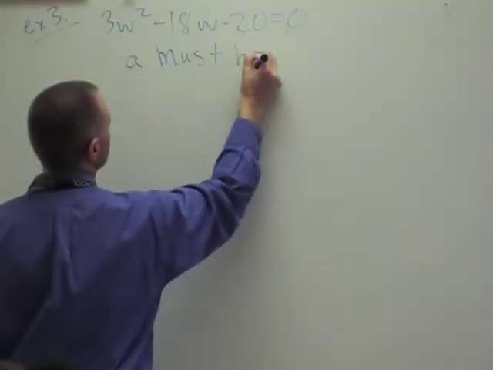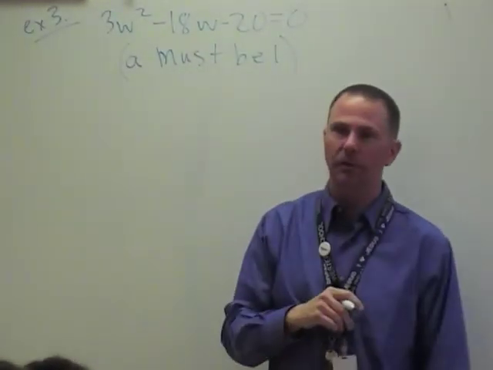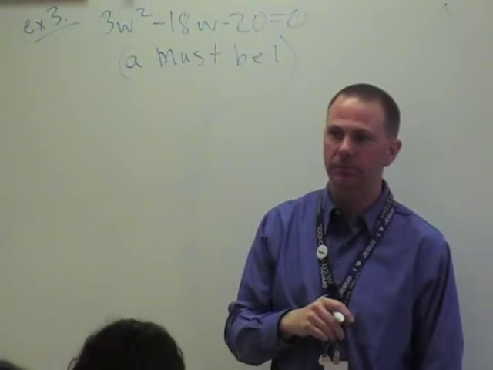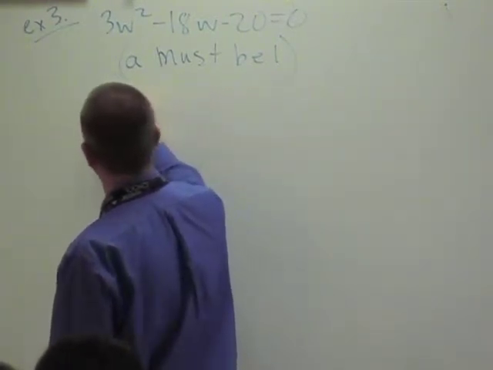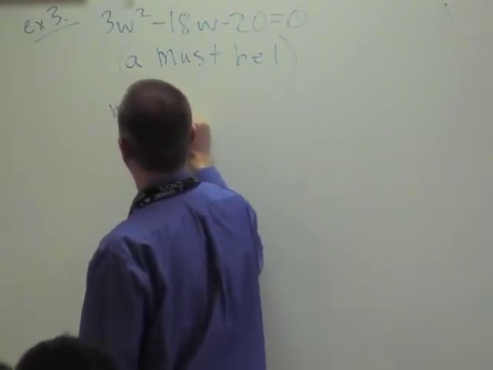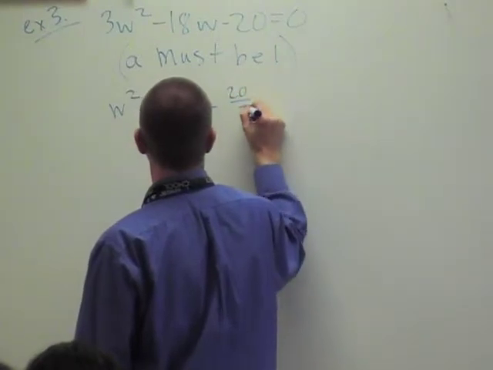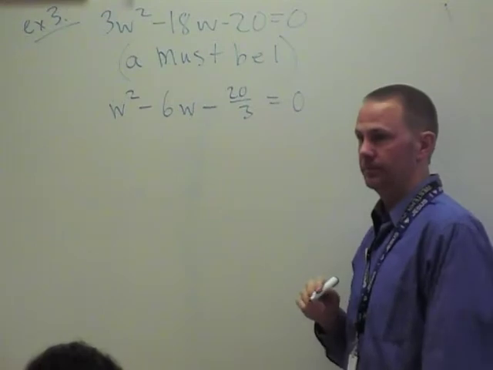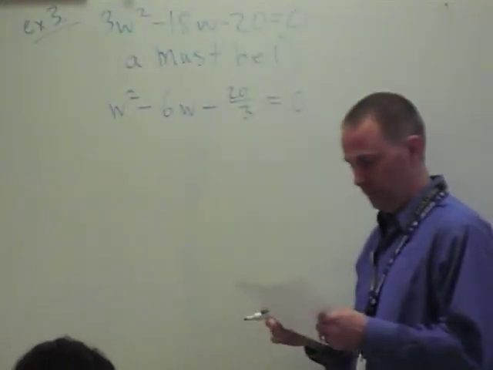There's a 3 in front of it. The coefficient on your square term must be 1. Oh, right. So we have to divide everything by 3. There we go. What do we get when we divide it by 3? 6 and 20 over 3. Yeah, isn't that wonderful?